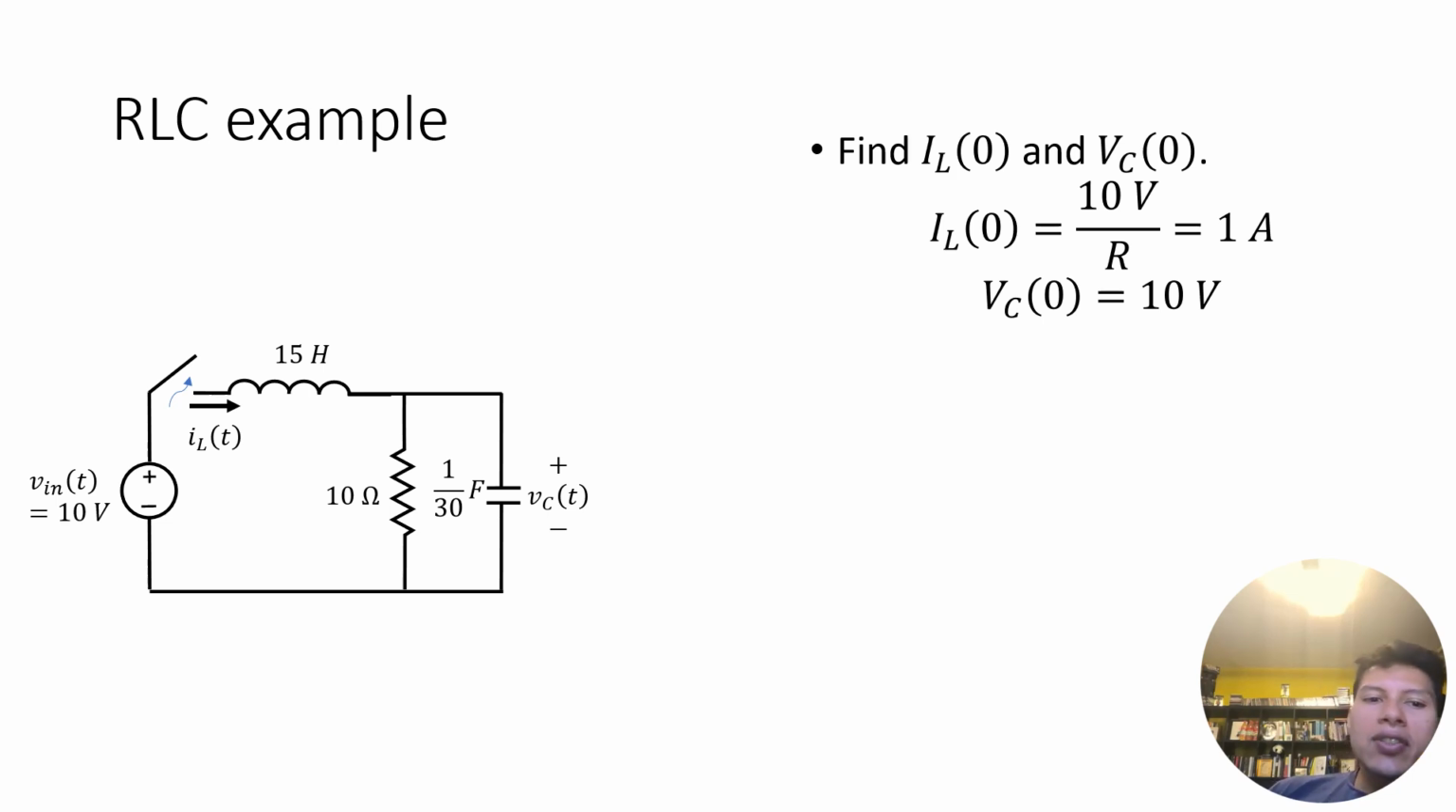Now that we have our initial condition, we can use Laplace techniques to analyze this circuit. To analyze this circuit, we simply replace the inductor with an impedance and a voltage source in series. Does that make sense? Or should we use a current source? What do we think we should do here?